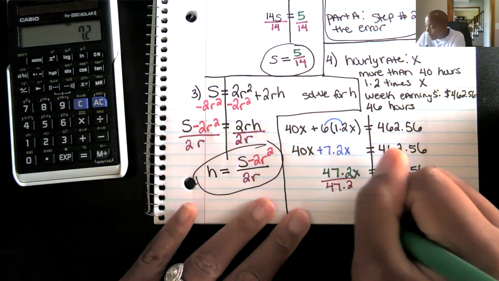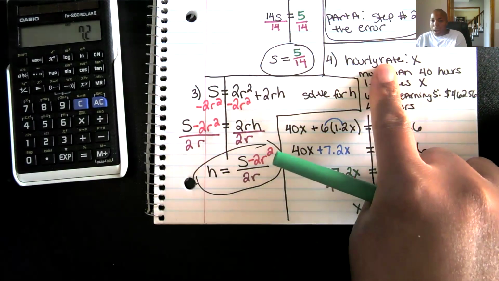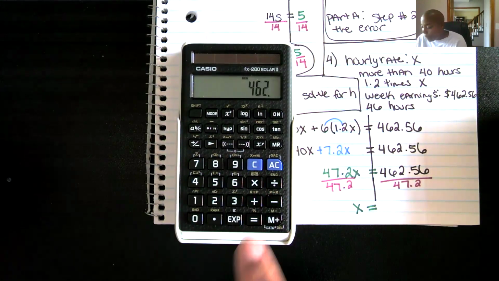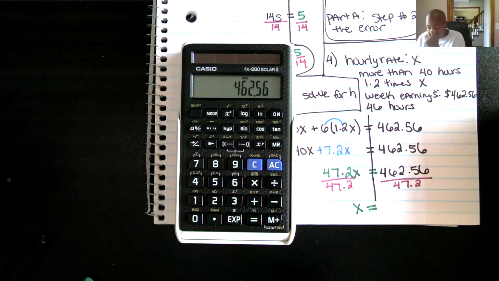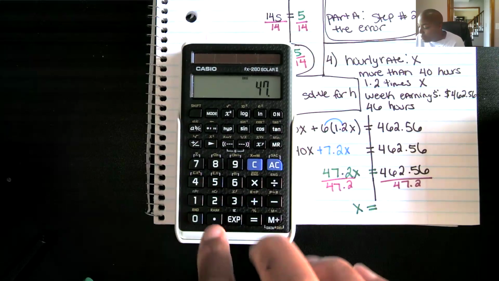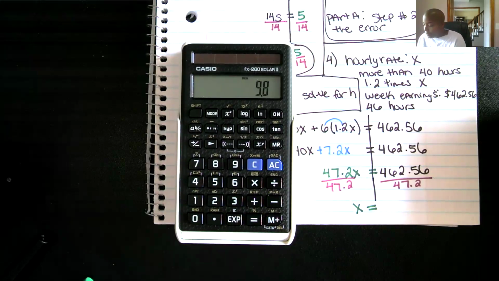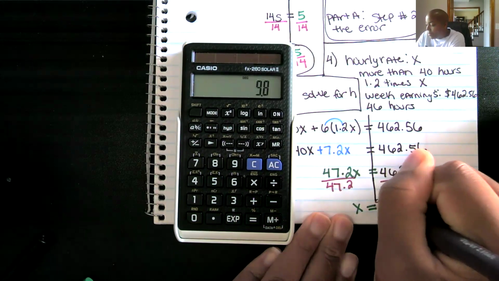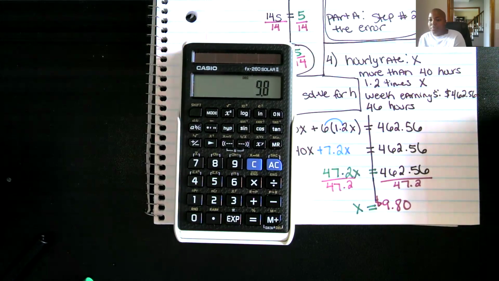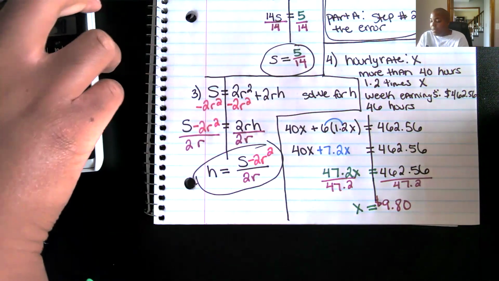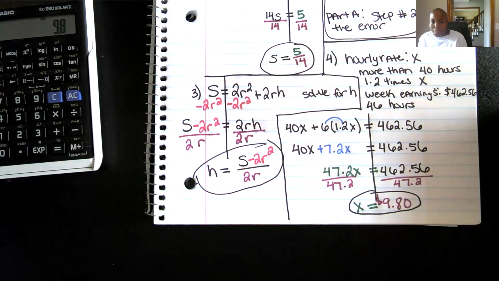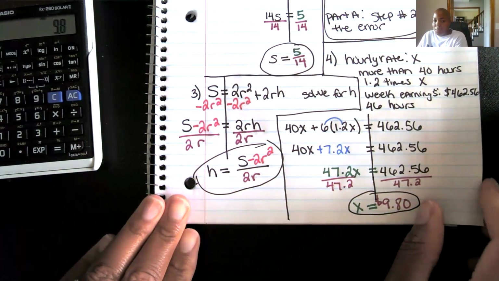The 47.2 cancels out, so we have X, which represents our hourly rate, is equal to 462.56 divided by 47.2. Oh, got to update this question for the new times. So your normal rate is $9.80 per hour. And that's the answer to number 4. I'm going to circle that. And I think we're out of space on this page. And we're going to flip over and go to number 5.